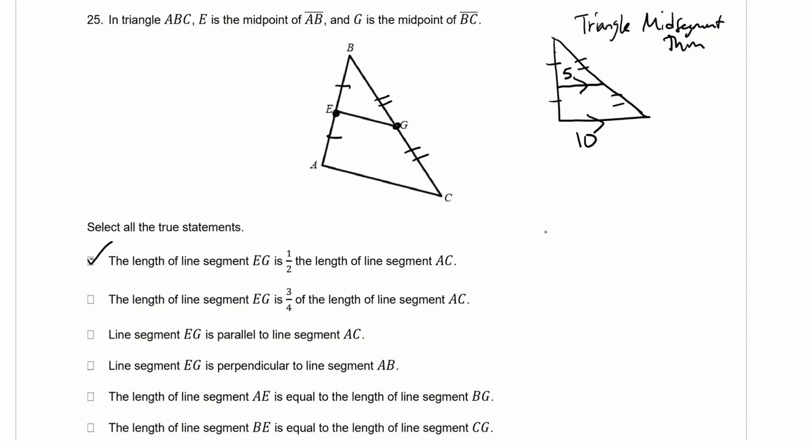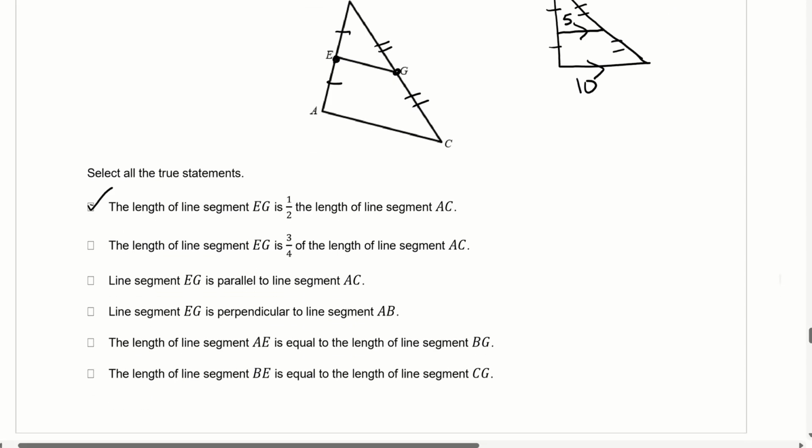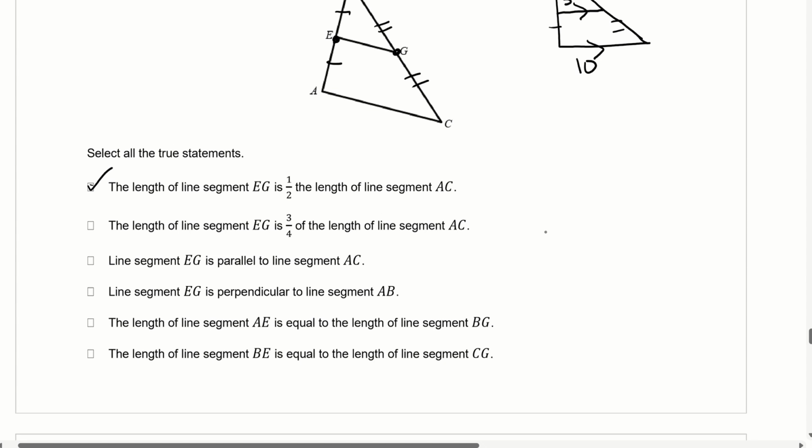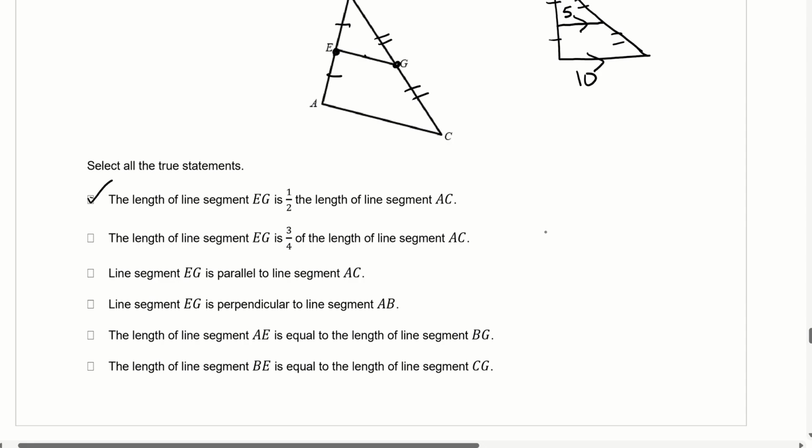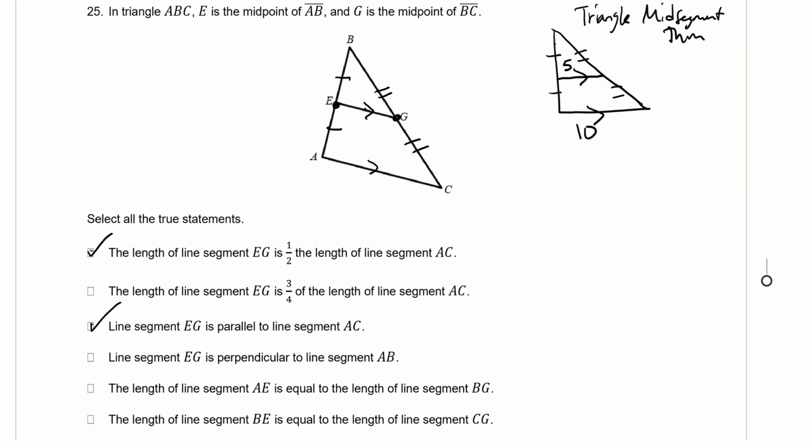The length of line segment EG is 3/4. No. Line segment EG is parallel. Yes, that's what we were talking about. They're parallel. And then line segment EG is perpendicular to line segment AB. Let's see here. So this is not necessarily true. This doesn't necessarily have to be a right angle. It could be any angle.